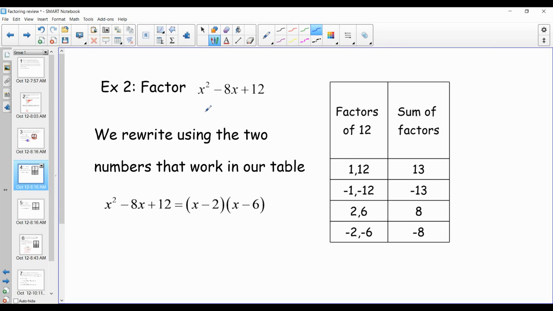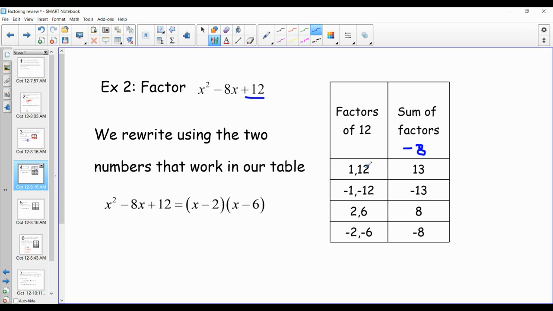Let's try another one. This time we have a negative number in the middle, so it's going to be a little bit different. We need a sum that adds up to -8, right? That's what we're looking for here. My writing on here is horrible, but that's okay. And we need all the factors of 12, the numbers that multiply to be positive 12.